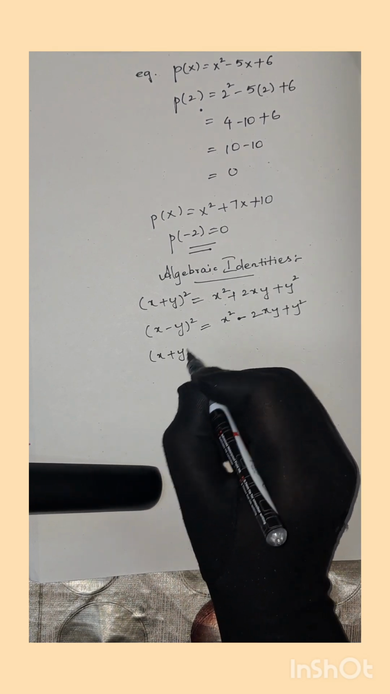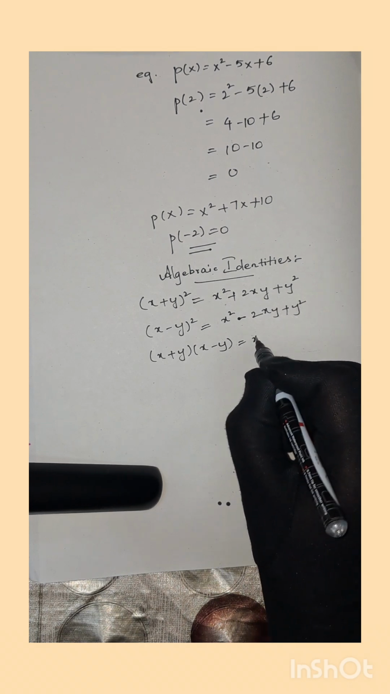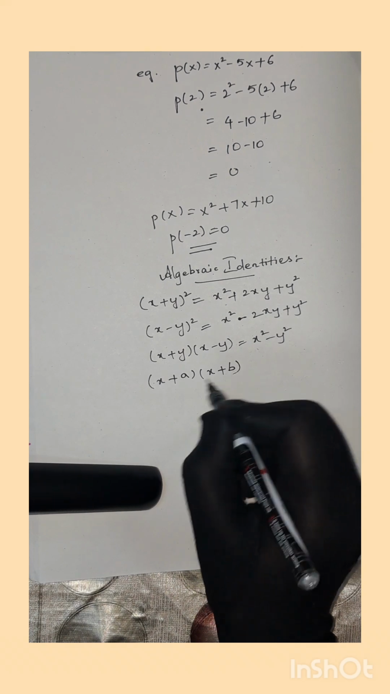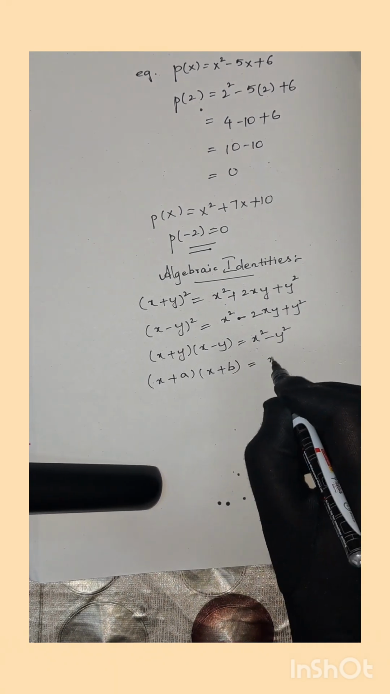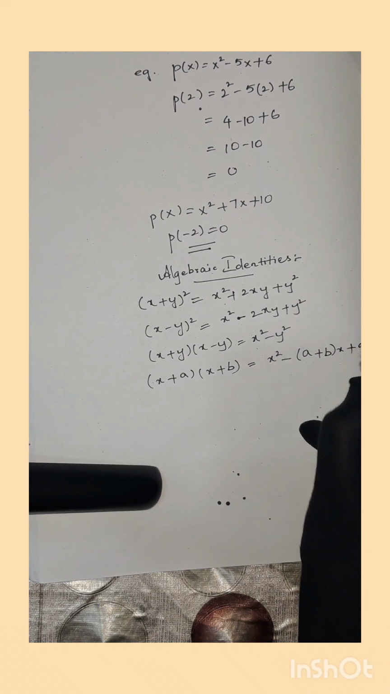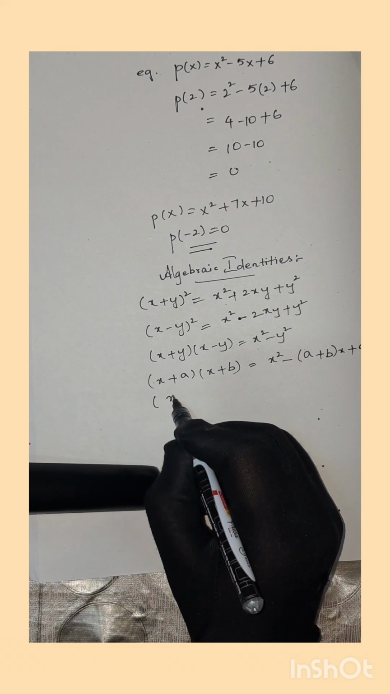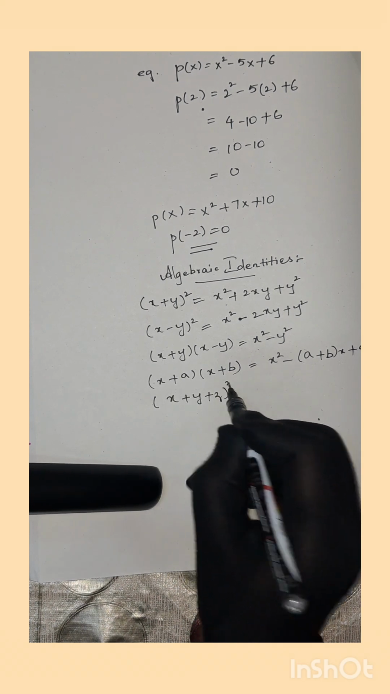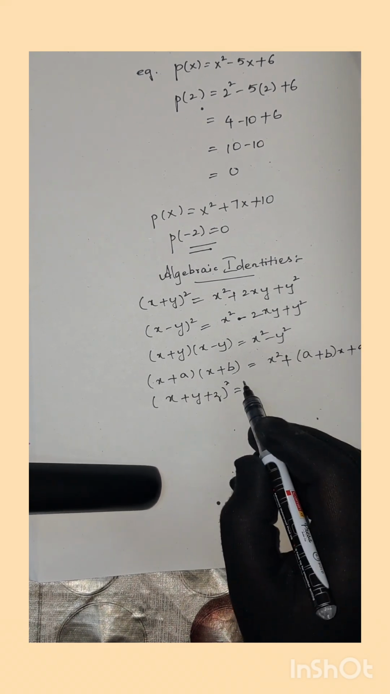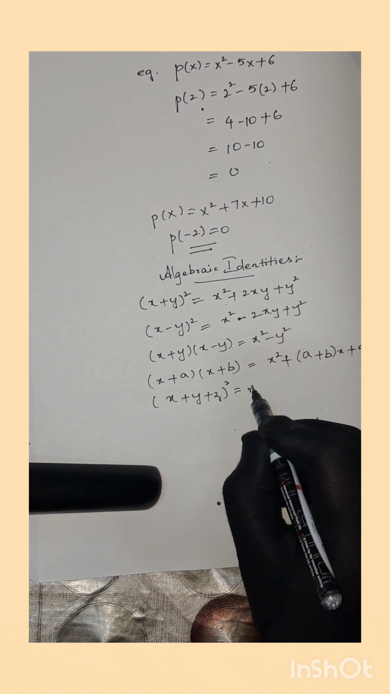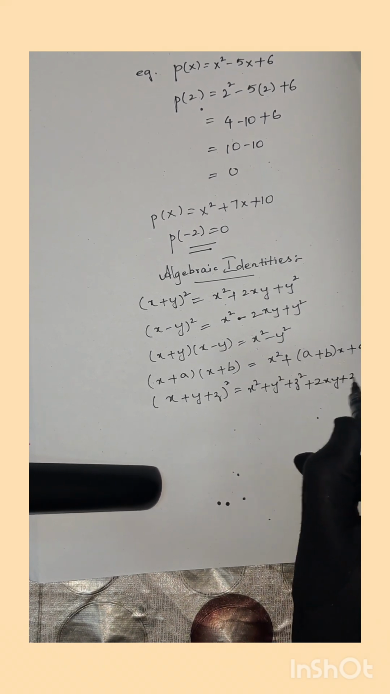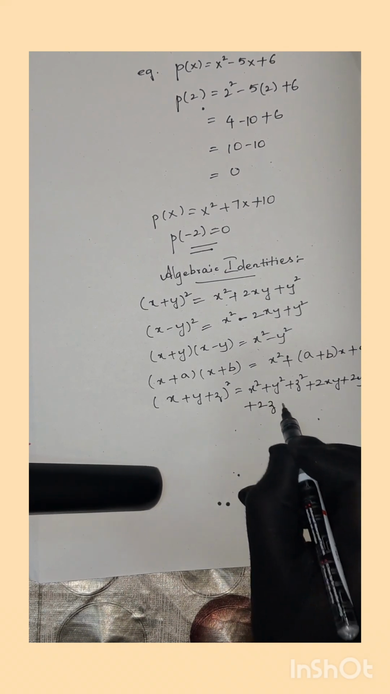x plus y into x minus y is x square minus y square. x plus a into x plus b: here we are changing it. That is nothing but x square plus a plus b of x plus ab. Next is x plus y plus z whole square. It is equal to x square plus y square plus z square plus 2xy plus 2yz plus 2zx.